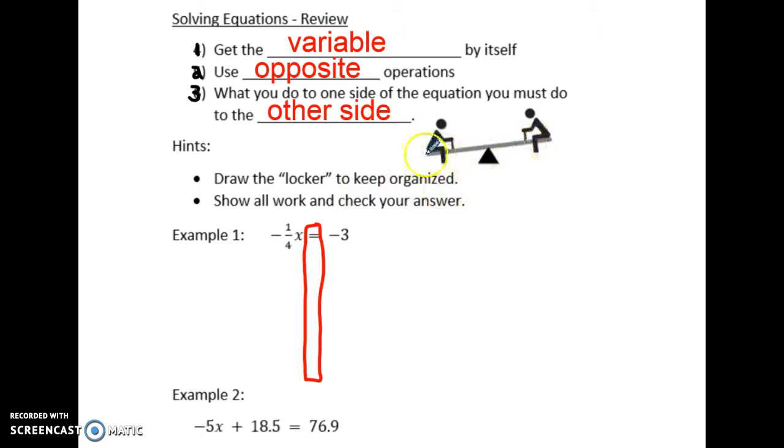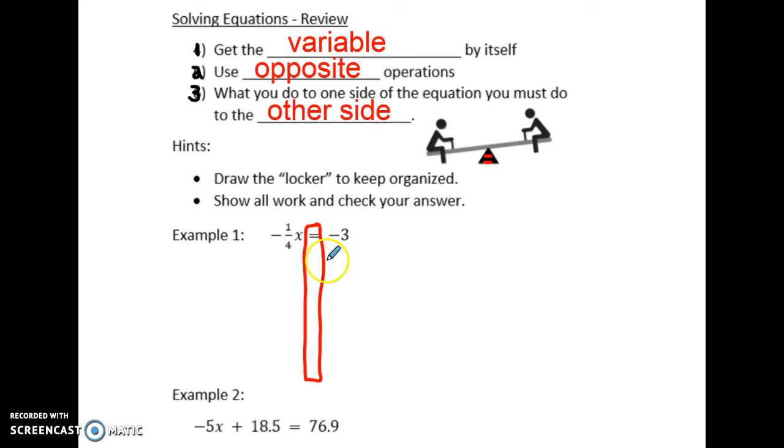Okay, think of a teeter-totter. When you do something to one side of the equation, you must do it to the other side. An equation is like a teeter-totter. It wants to stay balanced. So this would be like where your equal sign is. Whatever we do on this side of the teeter-totter, we want to do on the other side so that it doesn't become unbalanced. Another thing that's crucial is you have to show all your work and you have to check your answer.